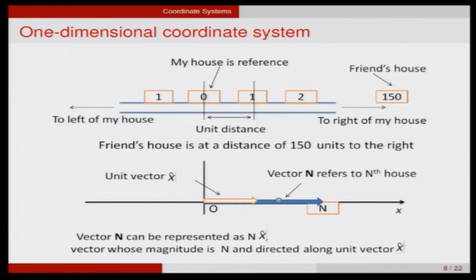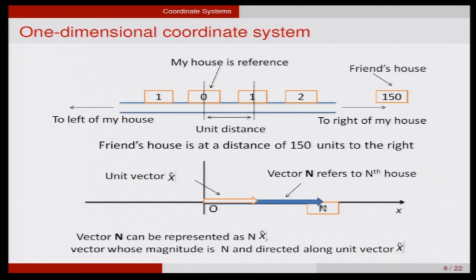Now, how do I define a vector? Consider the nth house. Okay. I can specify the nth house by giving its distance from the origin, being my house, which I am taking as the origin or the reference. I can give the position of this nth house as n units away from 0. I can equivalently draw a vector whose length is n and whose origin is at 0 and which terminates at n.